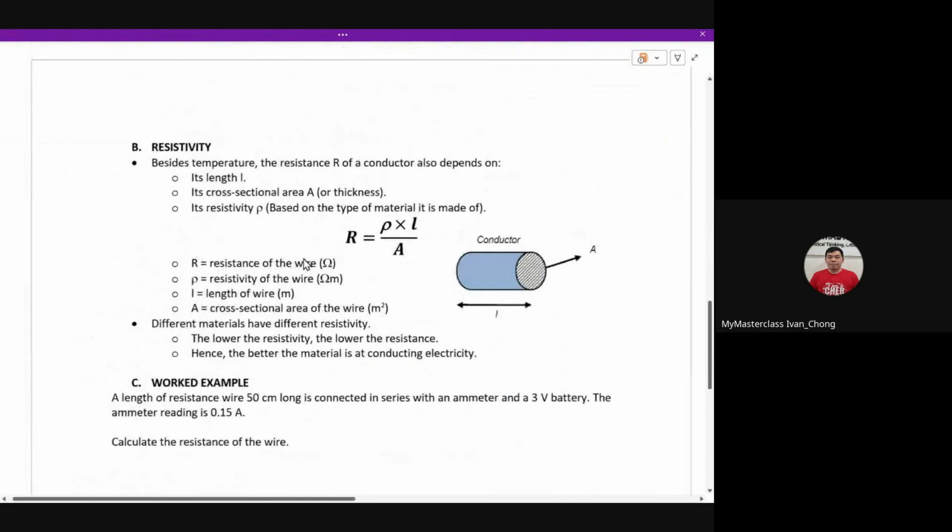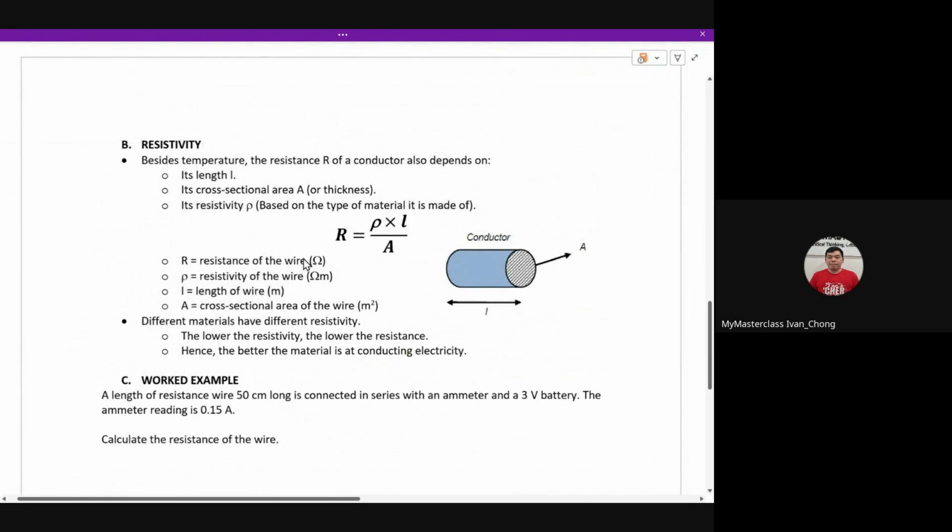Next part is talking about resistivity itself. This is an expansion of the resistance of wires, because previously we learned that resistance of wires is affected by these two, but now we're going to learn a third one, which is resistivity. This depends on the material. If I use the same material, it equals the same resistivity. Do take note, this is not resistance. This is resistivity. It's a different quantity.